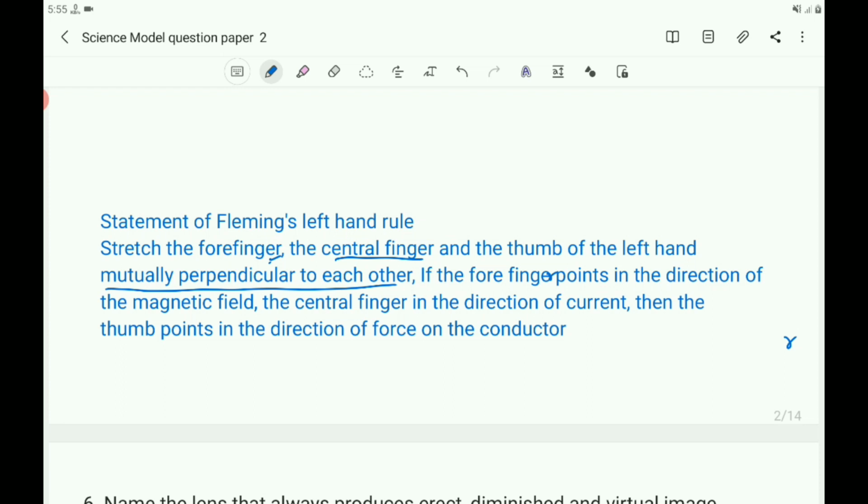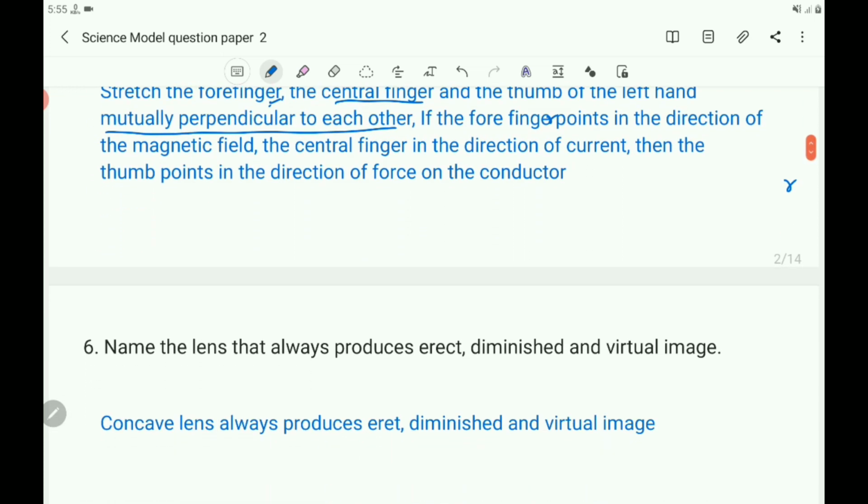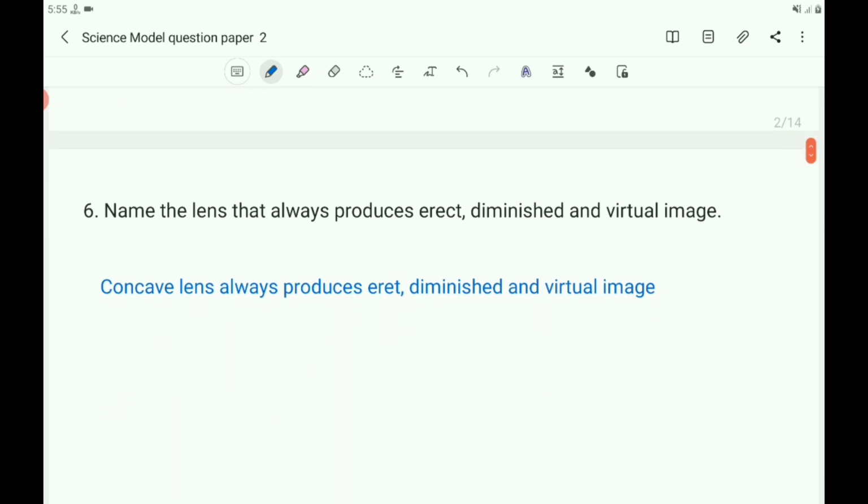So stretch the forefinger, central finger and the thumb of the left hand mutually perpendicular to each other. If the forefinger points in the direction of the magnetic field, the central finger in the direction of current, then the thumb points in the direction of force on the conductor. That is the statement of Fleming's left hand rule. Then name the lens that always produces erect, diminished and virtual image.